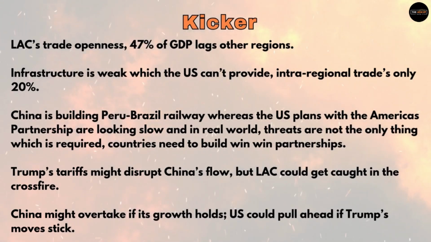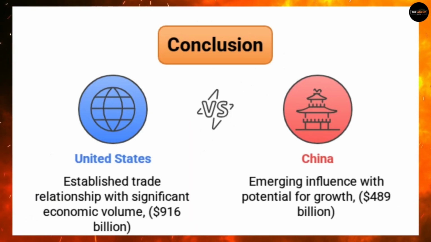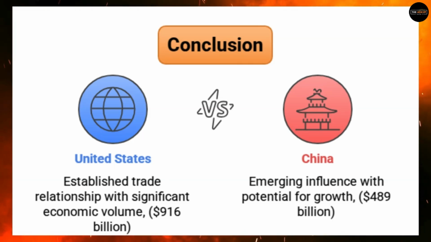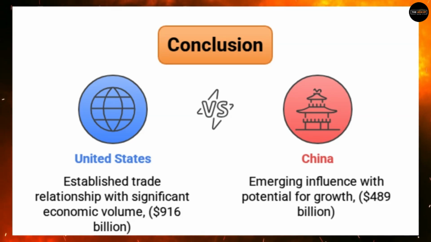China might overtake if the growth holds. The US could pull ahead if Trump's moves stick. So what's the conclusion of all this? Well, Latin America trades more with the US today, $916 billion, beating $489 billion. But China is the one to watch, especially down south. Trump's channeling Monroe vibes, but it's more show than strategy so far, and LAC's playing both sides.